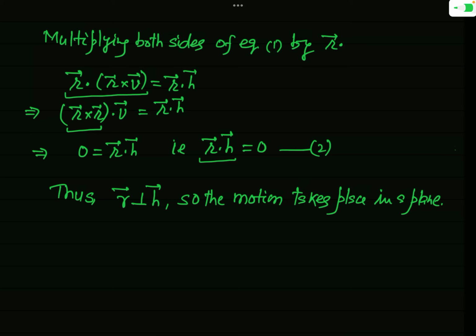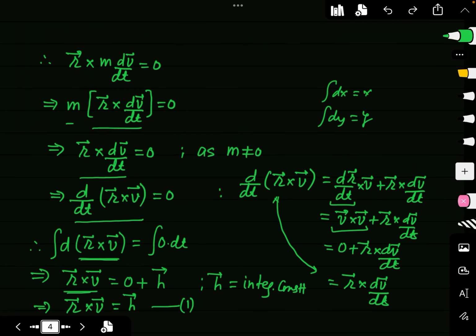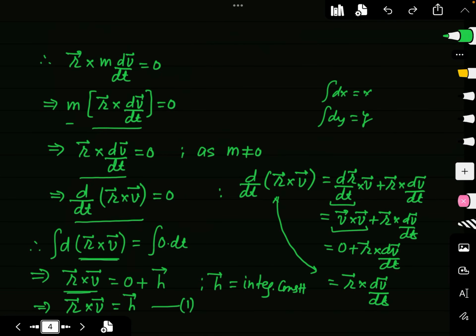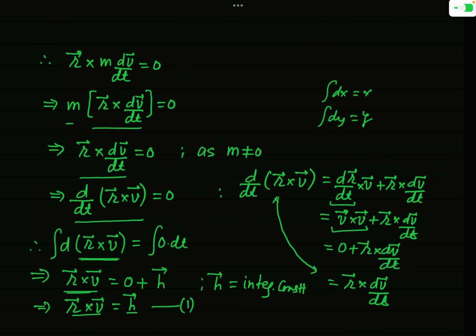is actually equal to what? h is at the place of r cross v. So now let us recognize what is this vector. Now this is just an extra fact which you have to remember. You can see r cross v is equal to h. I have just shown earlier. You can see this equation: r cross v is equal to h.